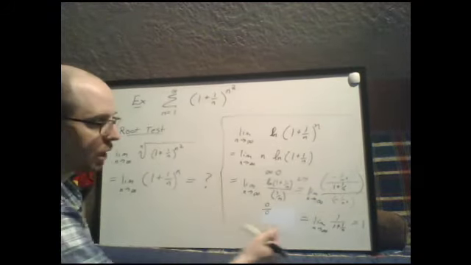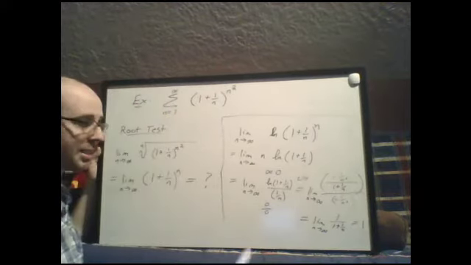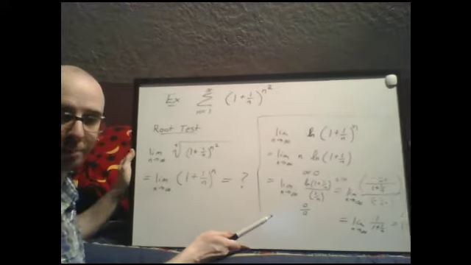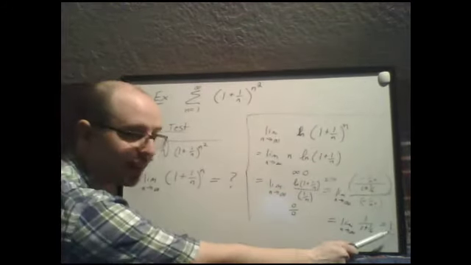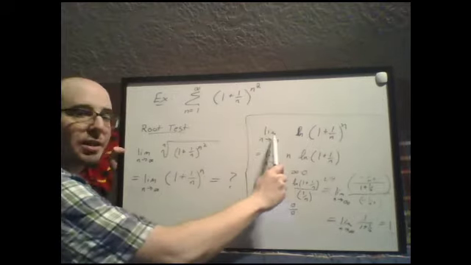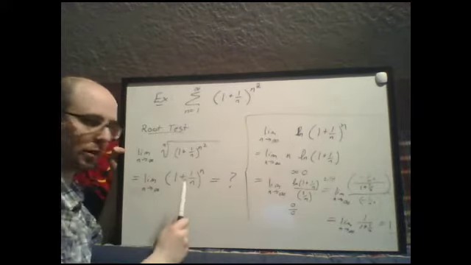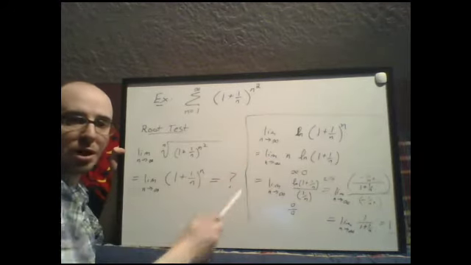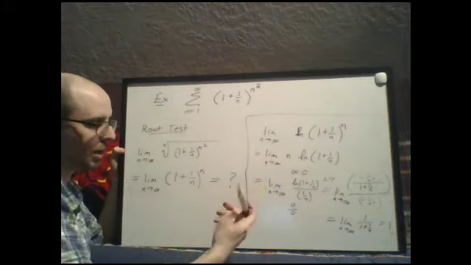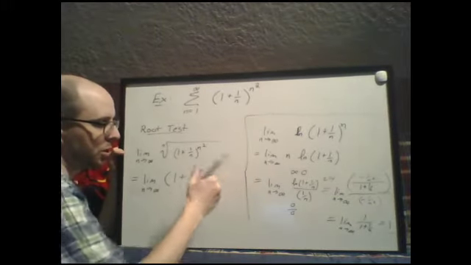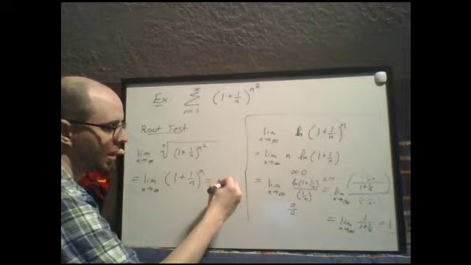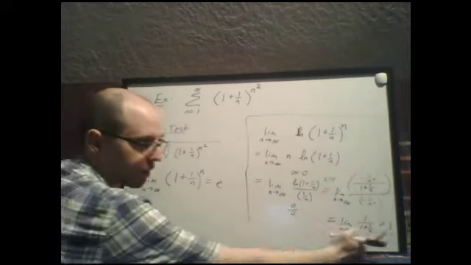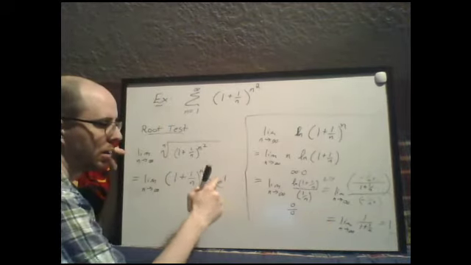Okay, so that was a lot of work. We got this number, but that doesn't tell us inconclusive, because that's not the right limit that we were trying to compute for the root test. That 1 is the answer to the limit of the natural log of this. If I want the answer for this, I need to cancel that natural log with e. So my answer here is going to be e raised to the power of whatever my answer was here. So e to the power 1.